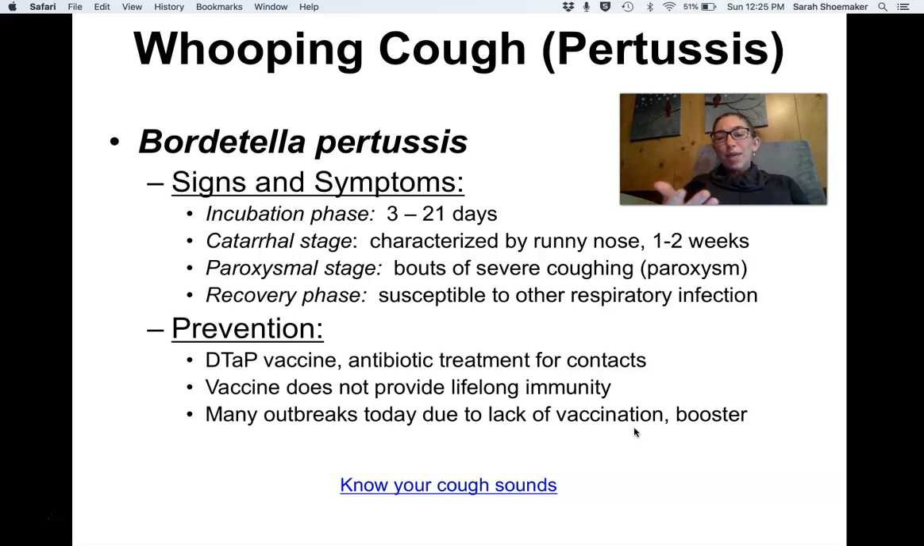So having new babies in your life can be a good sort of reminder or incentive to get up to date, because a lot of adults don't keep track, and even general practitioners don't necessarily keep track. So it's a good reminder to get a booster.